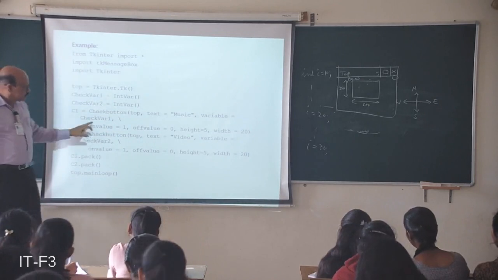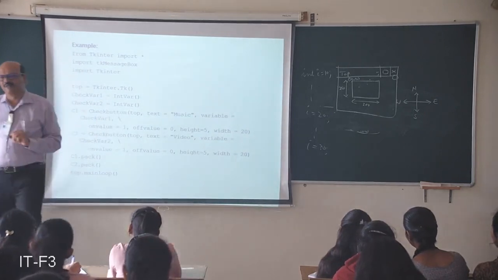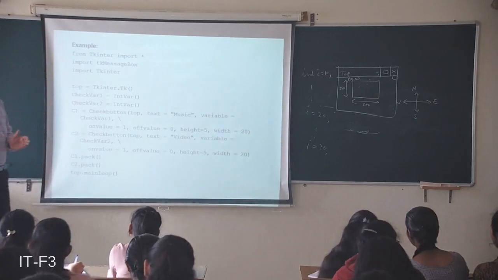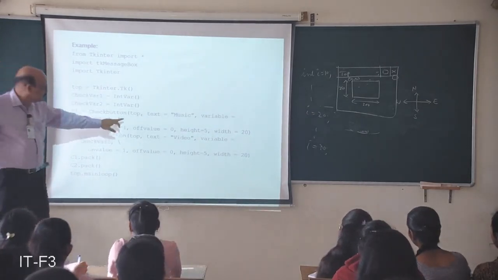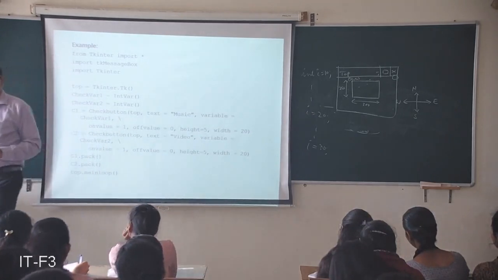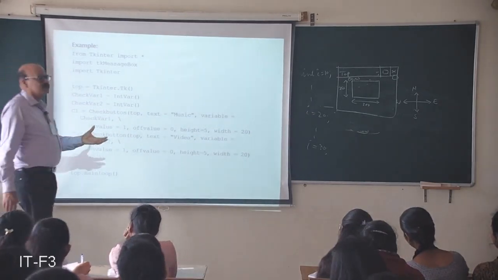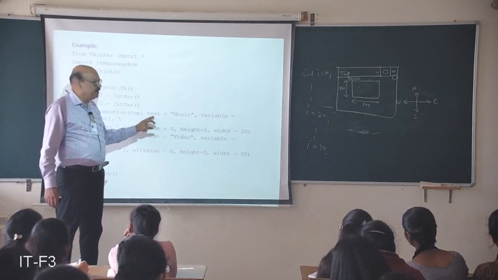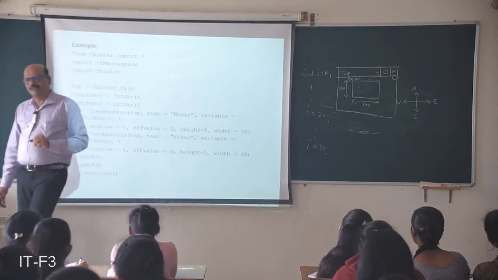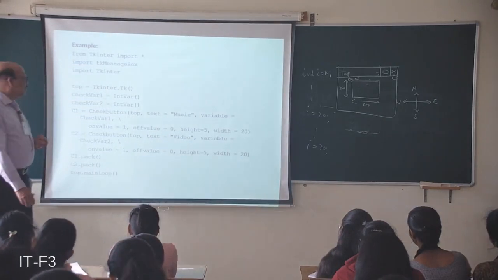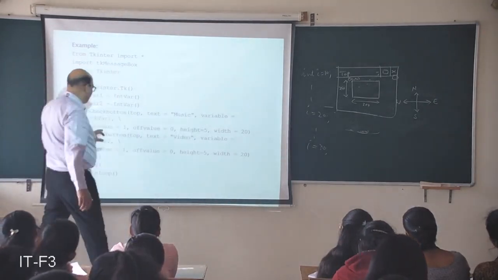Check button is the name of the class. What is the first parameter? To which window you want to connect. We have already created a top level window, so I'm using the top level window. Then text: whether you want to display any label for this checkbox. Yes, so what is the name I'm giving? Music. Then variable is equal to the checkbox variable.